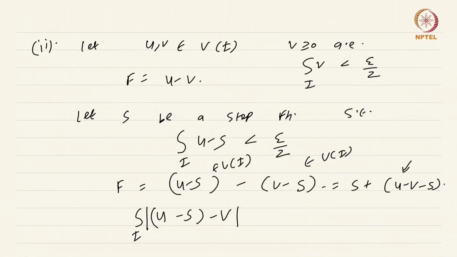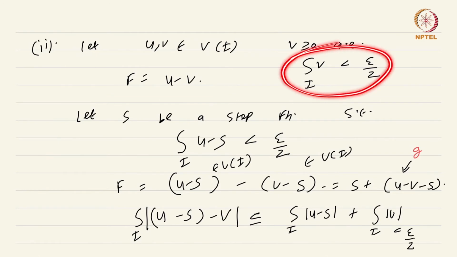So coming back, we will call this g, and note that this integral will certainly be less than or equal to the integral over I of |u - s| plus the integral over |v|. Now because v is greater than or equal to 0 almost everywhere, |v| and v are almost everywhere equal, so this is less than epsilon by 2, because this is true for the function v, and if two upper functions agree almost everywhere, then obviously they have the same integral.